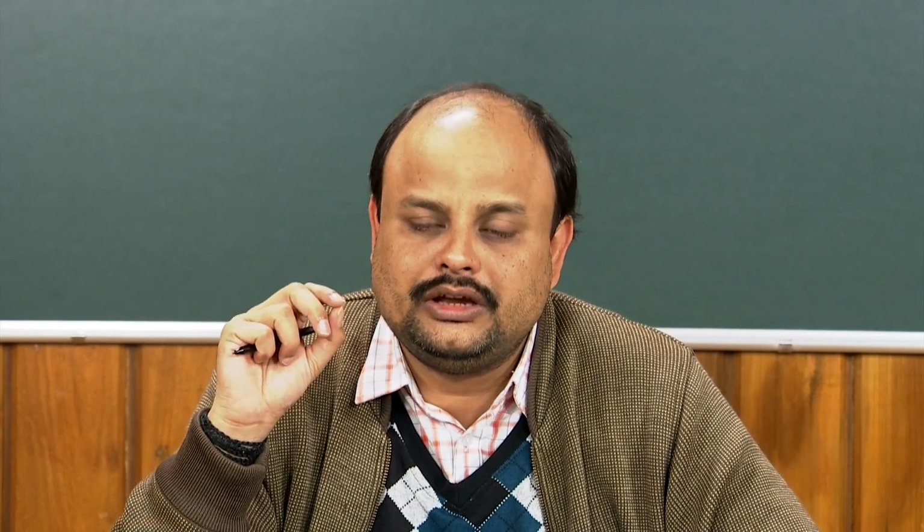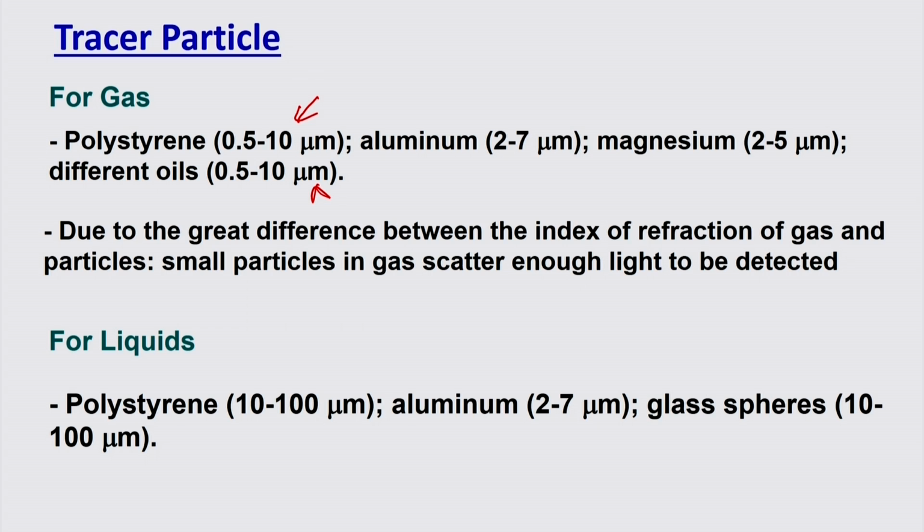While in the case of liquid that is not true, and that is why you need to increase the size of the tracer particle. Generally we use polystyrene, and the sizes are now 10 times higher, in the range of 10 micrometer to 100 micrometer, so that you get more refraction and your image quality is better. Or we can use glass beads of 10 to 100 micrometer. Aluminium can also be used, in the 2 to 7 micrometer range, because there the refractive index is different. So generally for gases the particle size is very small, because of the difference in refractive index. In liquid, you need to increase the particle size.